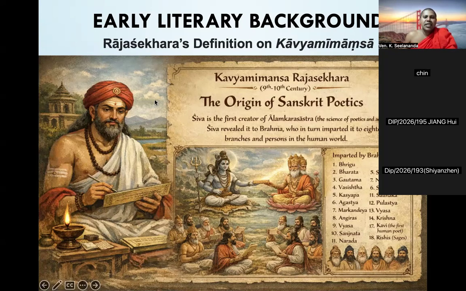Okay, before we start the course of the theories, we have to identify the background of this poetics: how was the origin of the Sanskrit poetics? What is the background of the origin of the poetics?